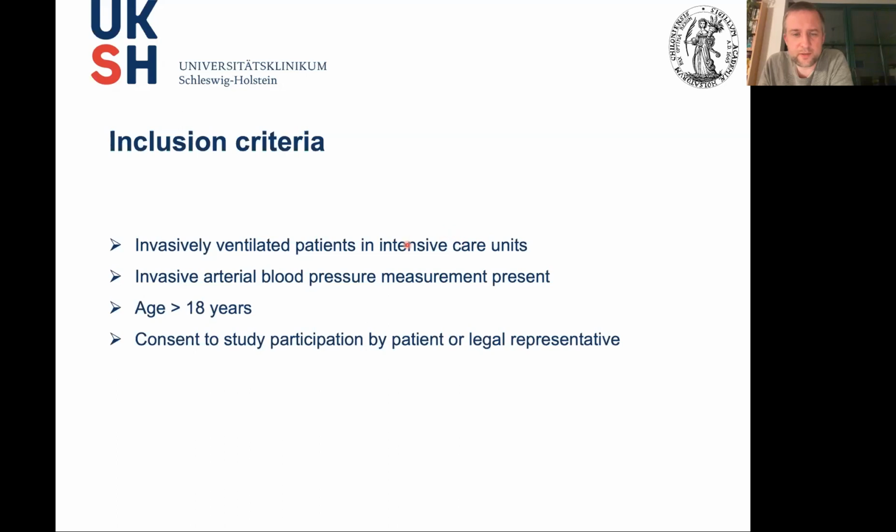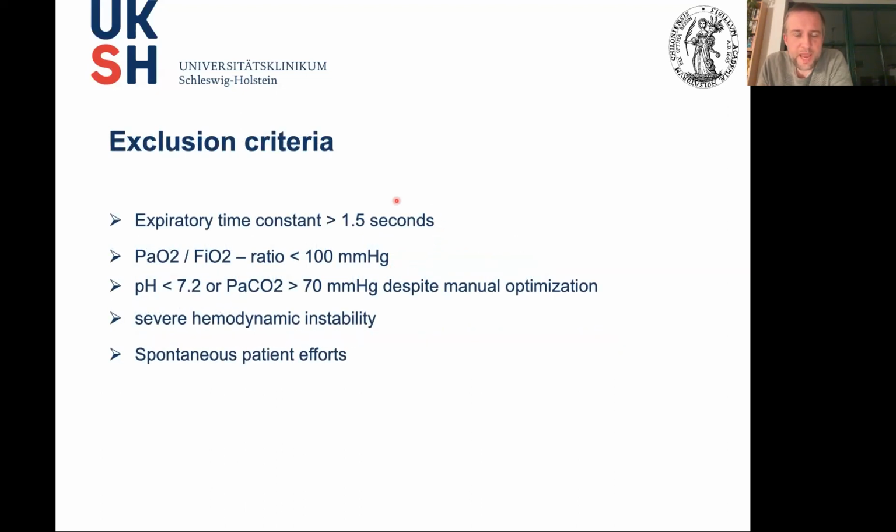We included mechanically ventilated ICU patients who were adults and who gave informed consent. And we excluded patients with a time constant of more than 1.5 seconds, because we thought these would be mostly COPD patients, and we didn't want to have COPD patients in this pilot study. And we also excluded severe ARDS with a PF ratio less than 100, and severe acidosis despite manual optimization, as well as severe hemodynamic instability.